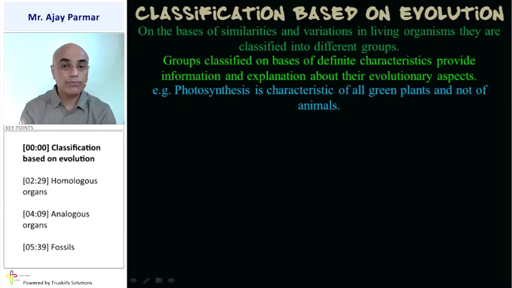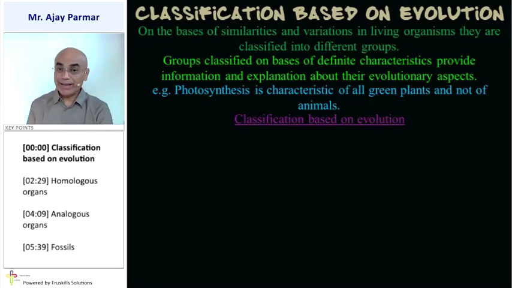For example, say photosynthesis is the characteristic of only green plants. We know that. And that is not a characteristic of animals. So on the basis of this particular thing, we can classify the plants and the animals. Or we can say that they might not have evolved from the same parent, isn't it? So classification can be based on evolution.